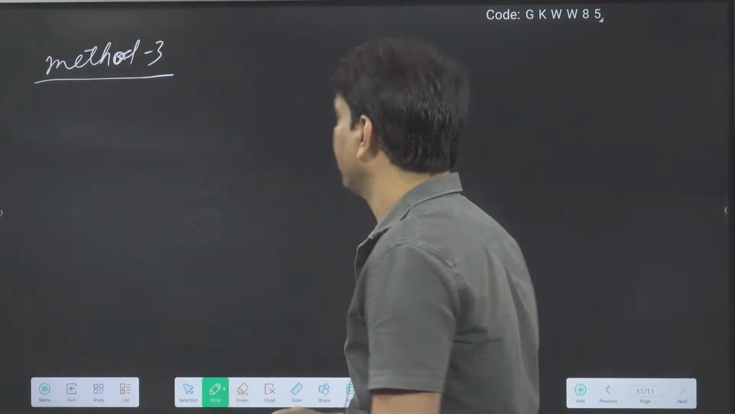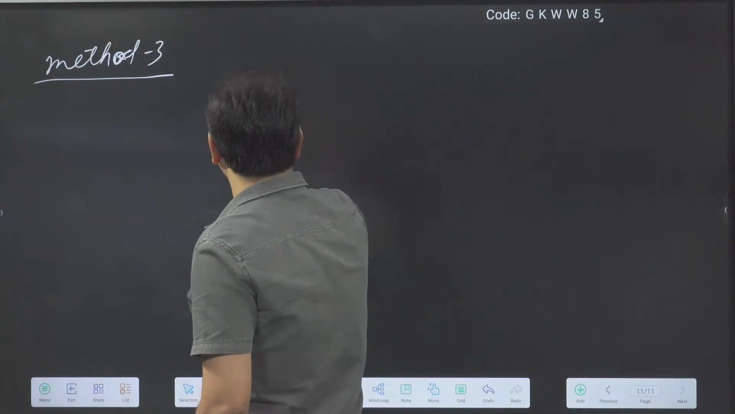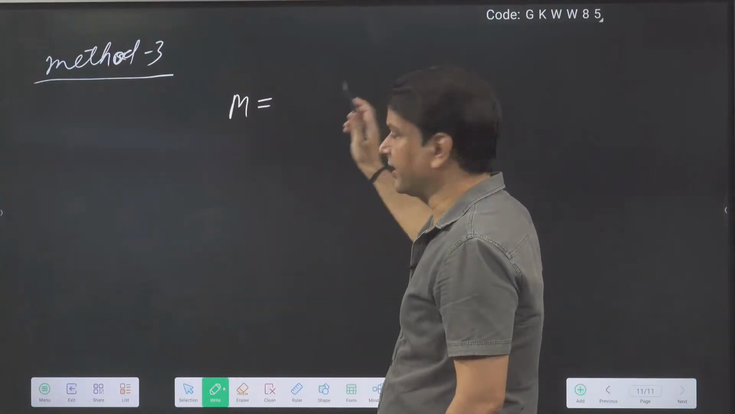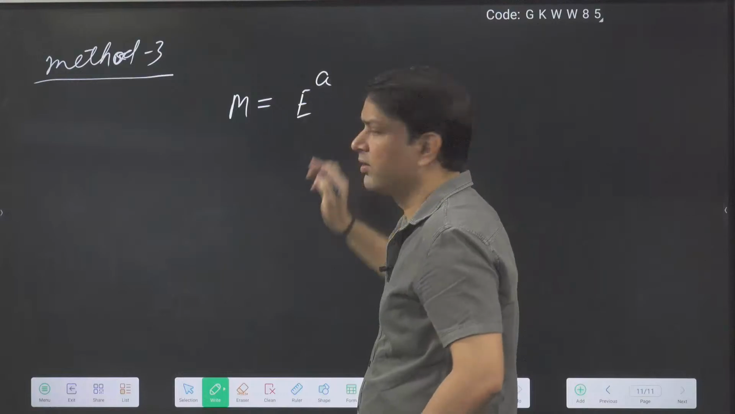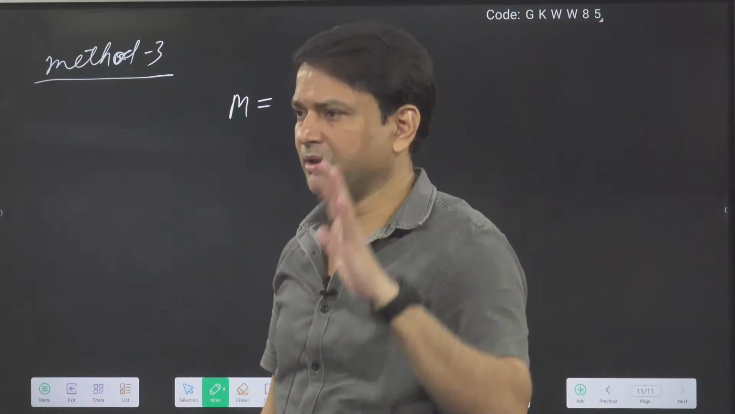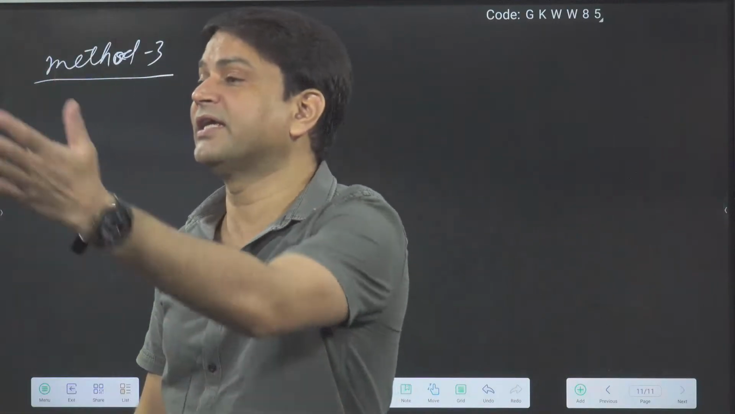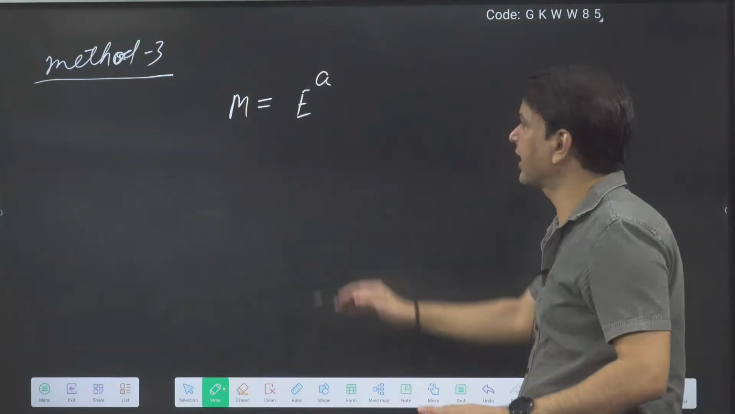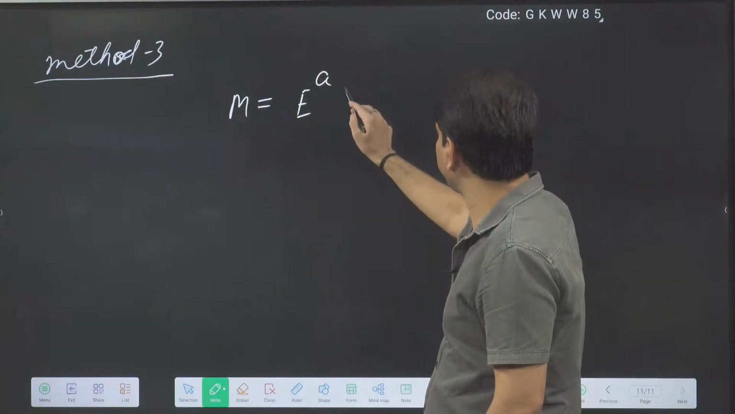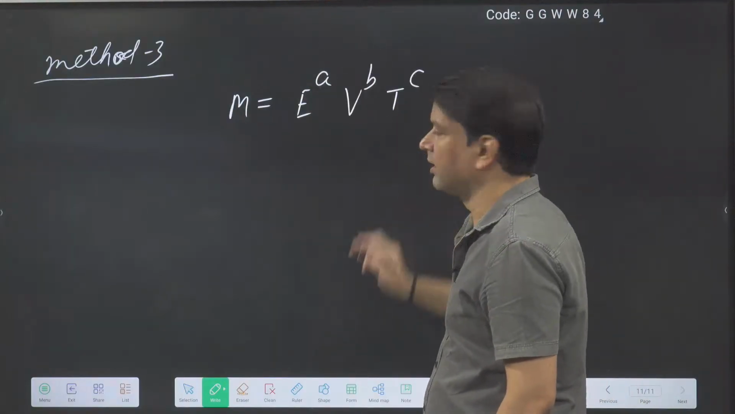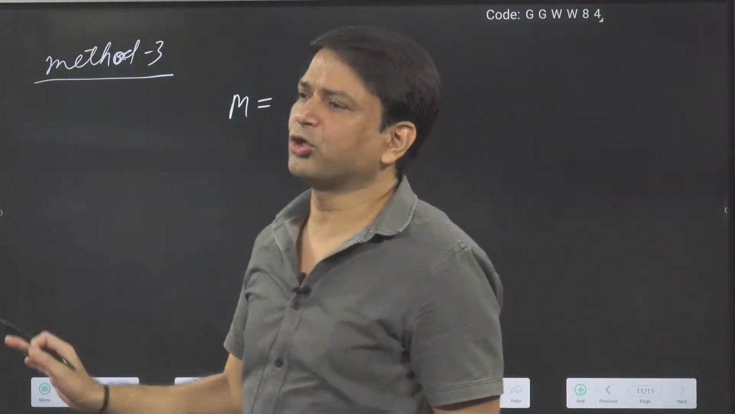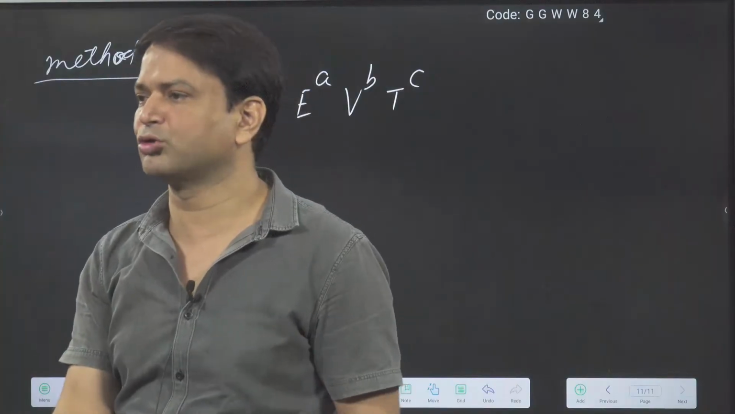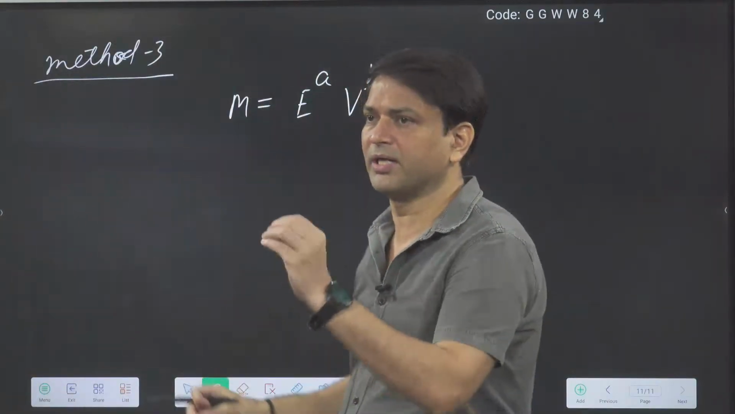Then what we will do first, we will write the dimension of M in terms of E, V, T. So E to the power A, where A is any variable. That A I don't know, because maybe M contains E square, E to the power 1 by 2, E to the power minus 1, I don't know. So that's why I'm taking the variable A. Similarly, V to the power B and T to the power C. Three quantities are there. I don't know how the mass depends on the energy, maybe inversely proportional to the square, I don't know. So that's why I have taken the variables A, B and C.